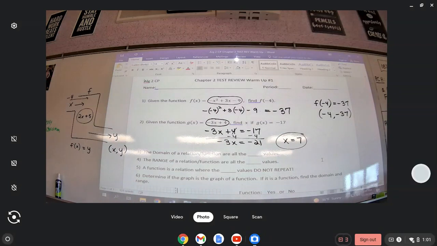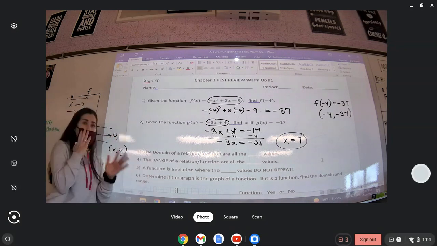Do you guys remember doing that? Yes? So I feel like a lot of students got that part wrong. Everybody just wanted to plug it in. You got to look at what they gave you. Either they give you an input and you find the output, or they gave you the output and you have to find the input. You got to know the difference.